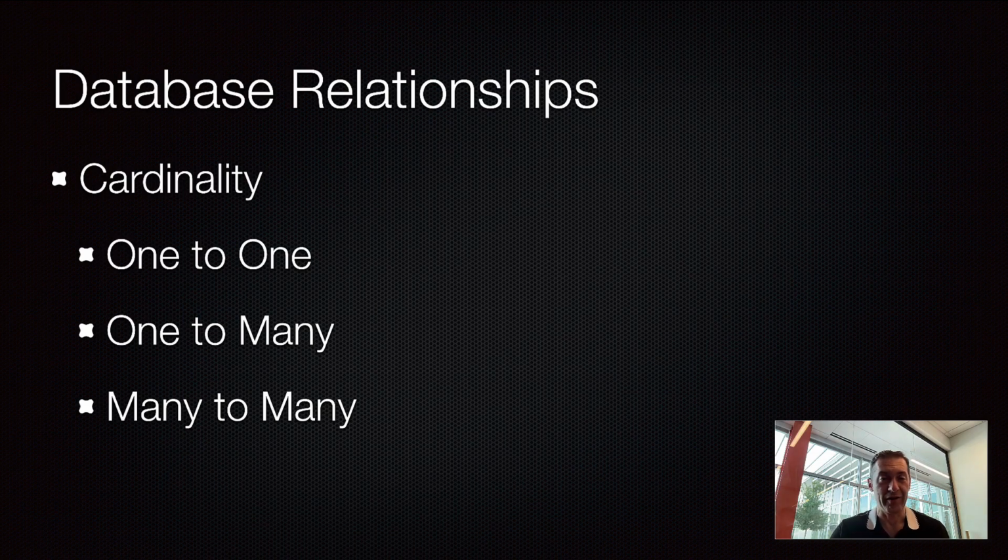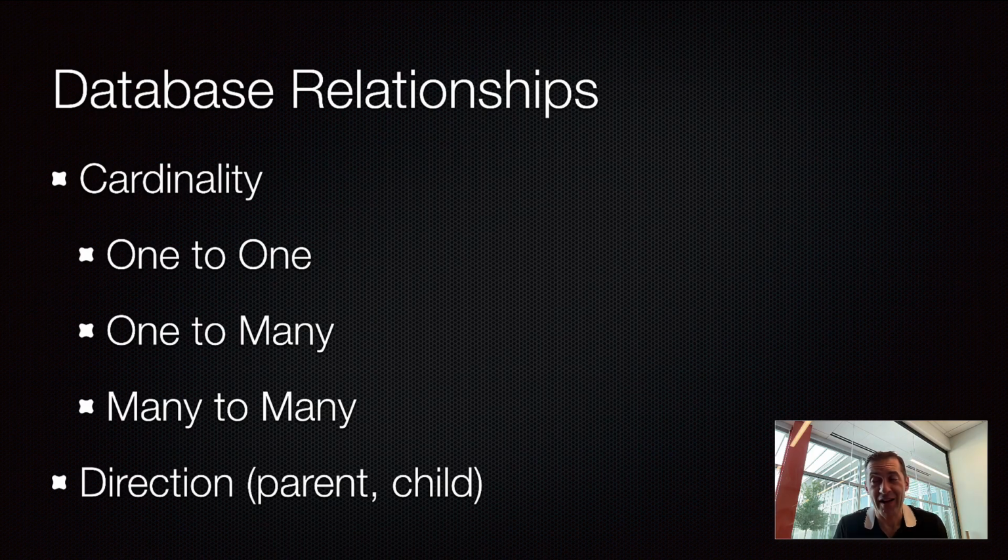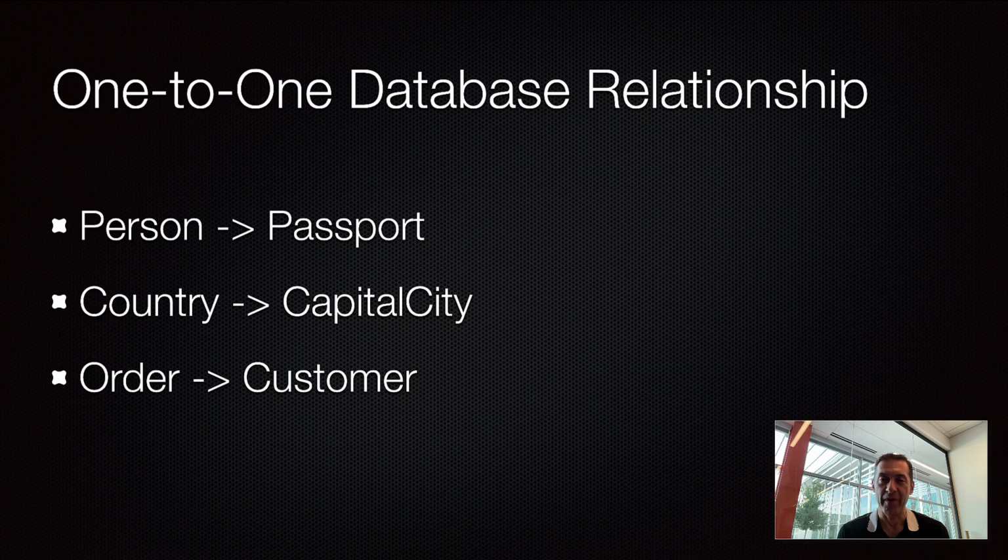And in addition to that, a relationship has a direction, like who owns the relationship, which side of the two tables you define it. And there are also decisions to be made when you decide how to organize your relationships. If we take a look at the one-to-one relationships, they are very straightforward, and those can be described with a "has a" structure. So, for instance, person has a passport, country has a capital, and order has a customer. So those are very easy to understand.